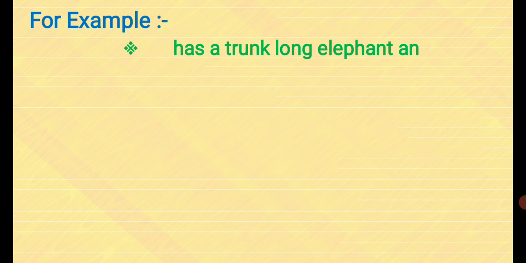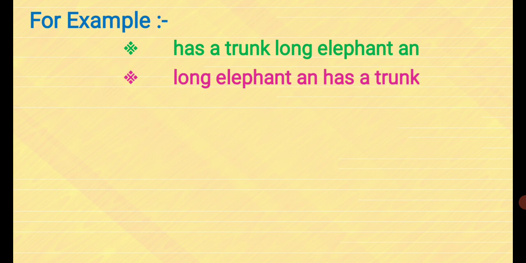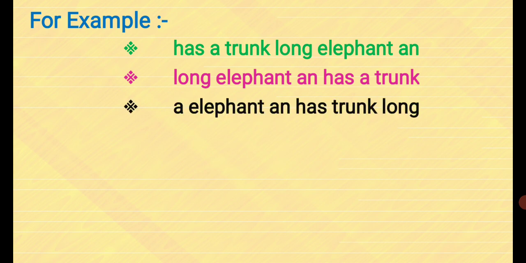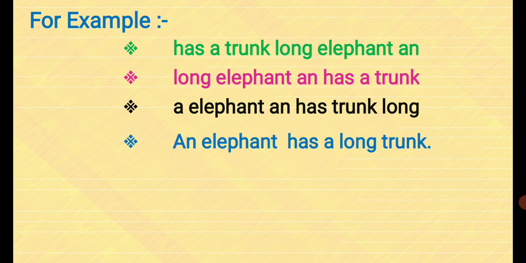Has a trunk long elephant N. This is the first sentence. Long elephant N has a trunk. This is the second sentence. A elephant N has trunk long. It is the third sentence. An elephant has a long trunk. This one is the fourth sentence.